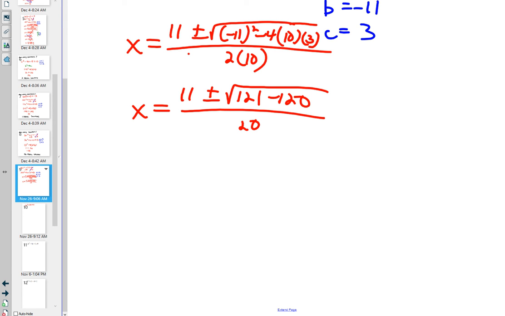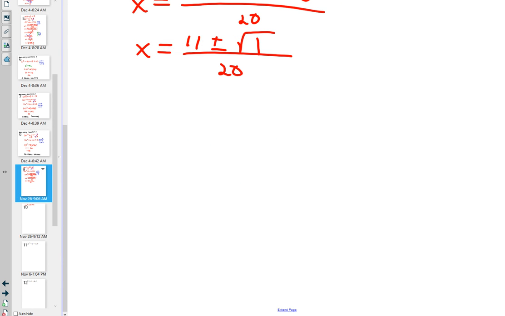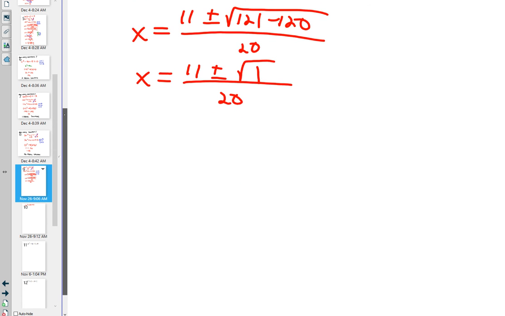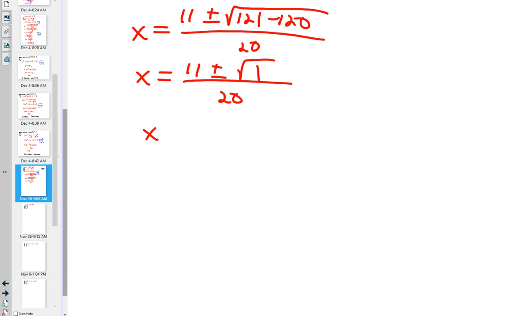What's 121 minus 120? 1. And that not only is 1 positive, which means I should have 2 solutions, it's also perfect, which means I'll be able to get rid of my entire square root, which means I can split it. So x is equal to 11 plus or minus 1 over 20.